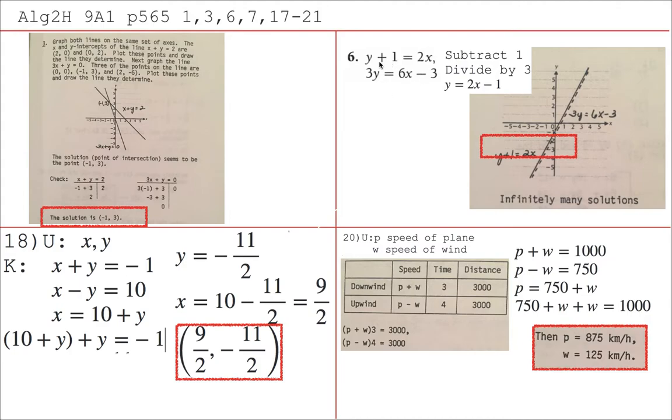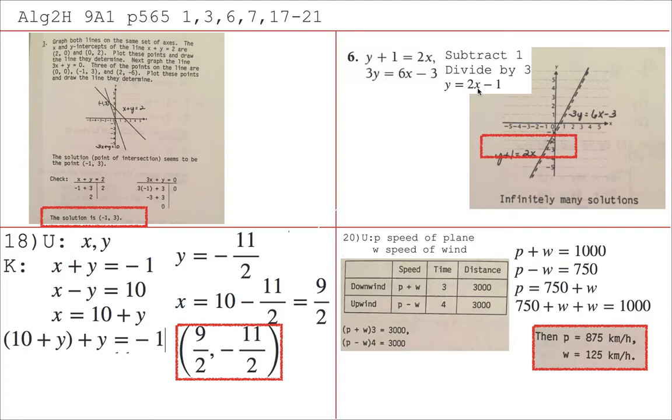Number 6, they start off with equations that are not exactly simplified or solved for y, especially if you're going to graph. We all know that graphing is often a lot easier when you solve for y, especially in these two equations. So you solve for y. For here, you can subtract 1 and get this equation.